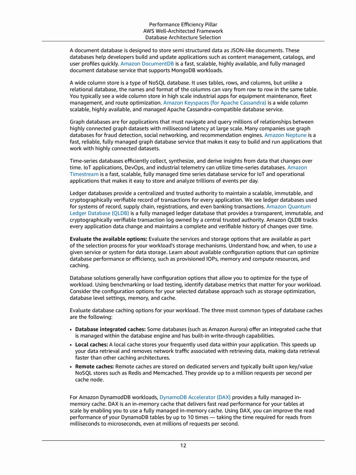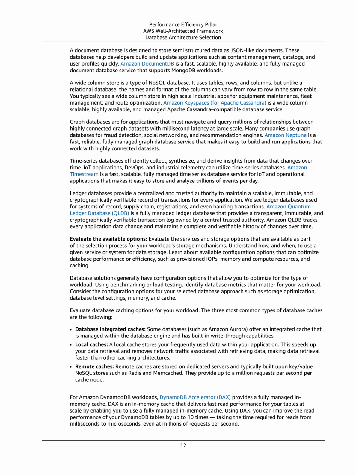Local caches. A local cache stores your frequently used data within your application. This speeds up your data retrieval and removes network traffic associated with retrieving data, making data retrieval faster than other caching architectures. Remote caches. Remote caches are stored on dedicated servers and typically built upon key/value NoSQL stores such as Redis and Memcached. They provide up to 1 million requests per second per cache node. For Amazon DynamoDB workloads, DynamoDB Accelerator (DAX) provides a fully managed in-memory cache.